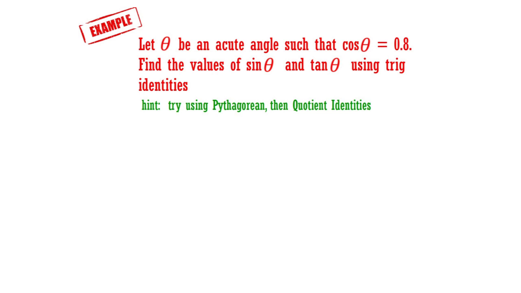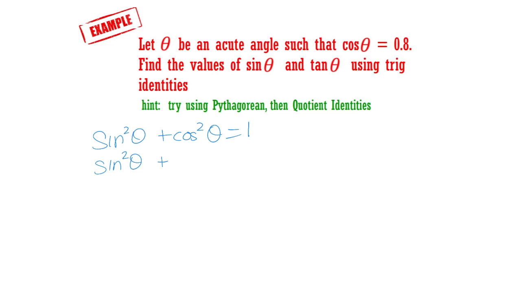All right, got a hint for you. They're saying, hey, try the Pythagorean and then do the quotient. All right, so since they gave me the cosine, I want to use the Pythagorean identity that has cosine in it. So that would be the sine squared theta plus cosine squared theta is equal to 1. I'm looking for the sine squared theta.